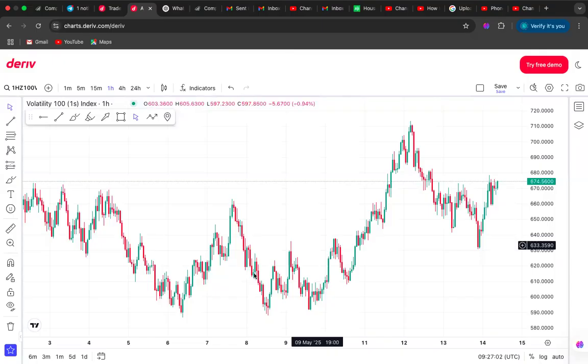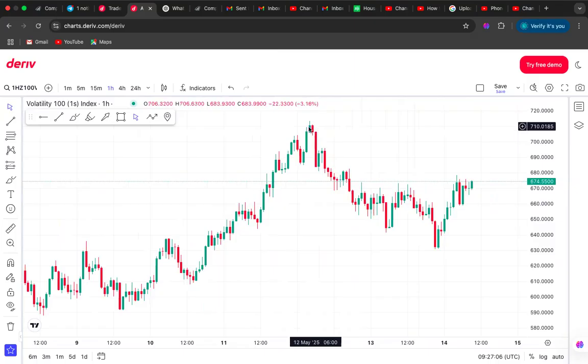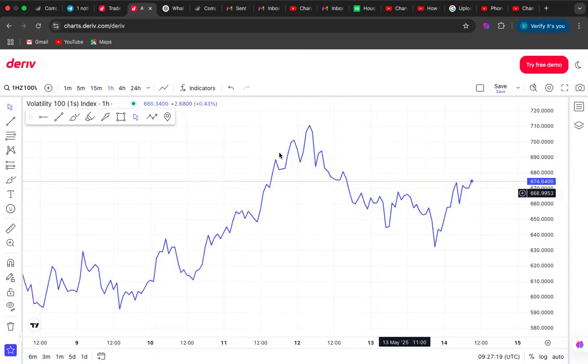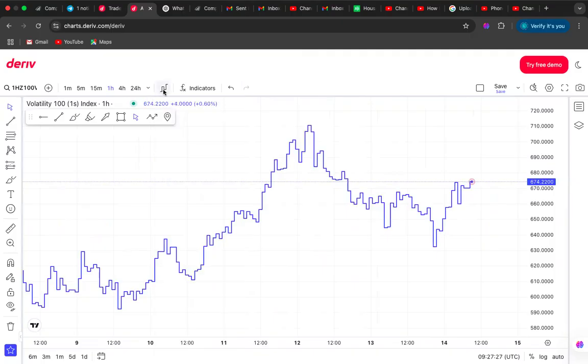All right, so what are candlesticks? Now look at these things here. They are called candlesticks. Candlesticks are one way to read the chart. There are a lot of options. You can decide not to use candlesticks. I can decide that I want to just use lines like this. Or we can decide that we want to use lines like this. You can decide that you want to use step lines like this.